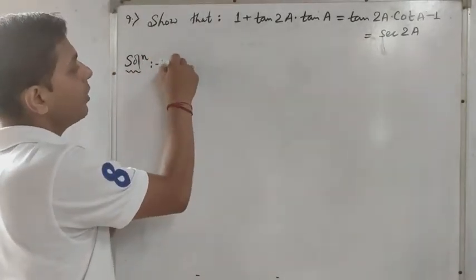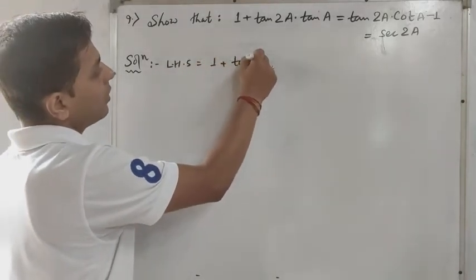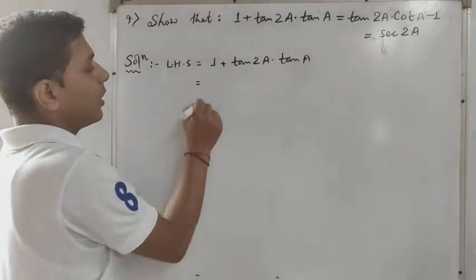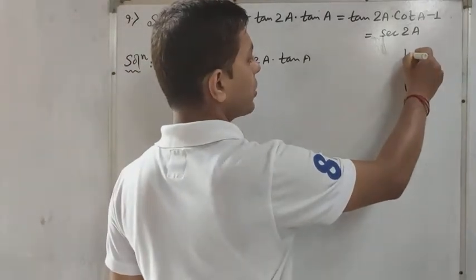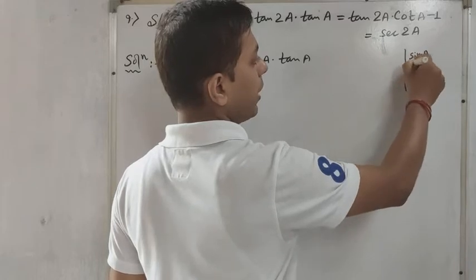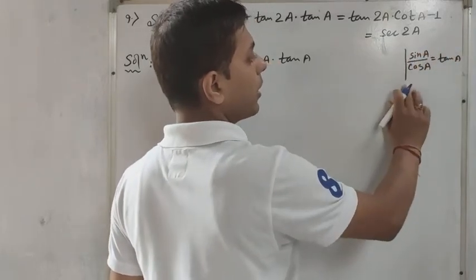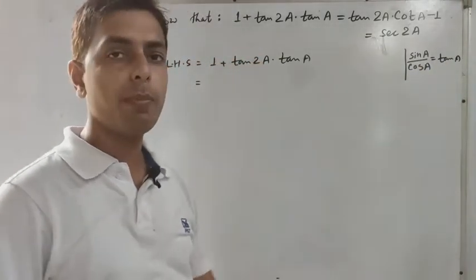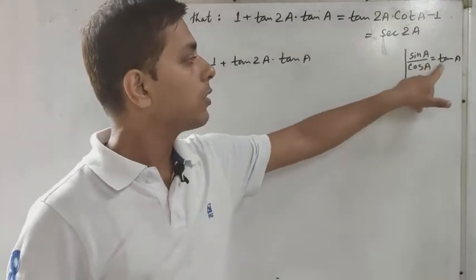We are going to write the left hand side as 1 plus tan twice a into tan a. All right. As all of you know, in our trigonometric relations we have already learned that sin a by cos a is equal to tan a. We are going to apply the same in this case. That is, sin a by cos a is equal to tan a.